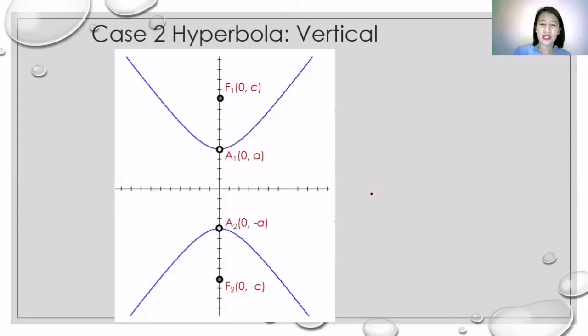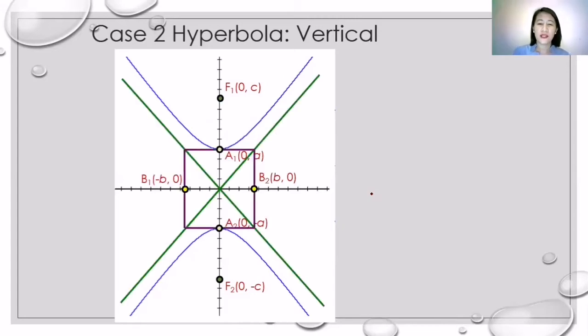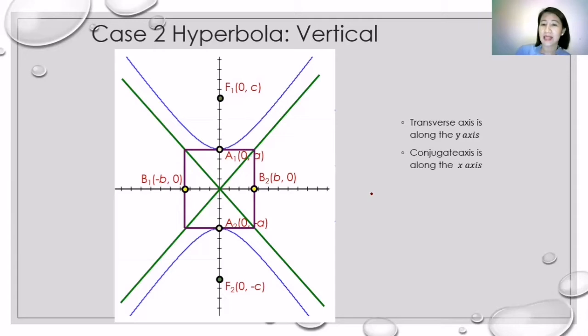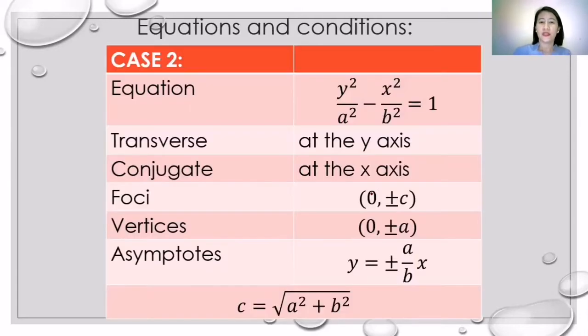So we again have the transverse axis, but this time it is along the y-axis. And then our conjugate axis is along the x-axis. Okay, so we still have a, b, and c. Now, for our equations and conditions, you look at this one. Okay, you now have y squared over a squared minus x squared over b squared.